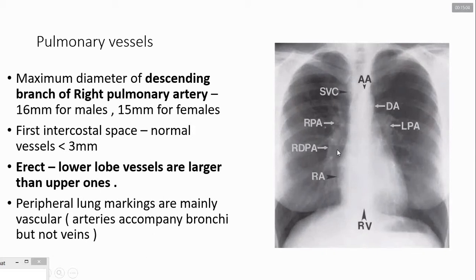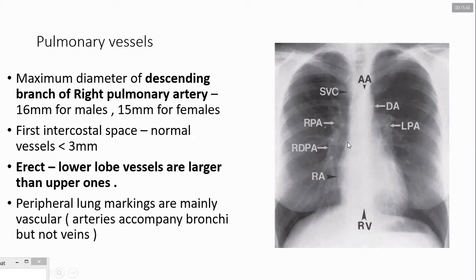And for pulmonary vessels, one thing is very important, that is the measurement of the right descending pulmonary artery. When the right descending pulmonary artery is less than 15 millimeters, it is normal. When it is above 16 or 17 millimeters, it is known as a prominent right descending pulmonary artery. And this is very important in cases of venous congestion and pulmonary hypertension. Keep in mind that the value of the descending branch of the right pulmonary artery should be less than 15 or 16 millimeters with respect to sex.